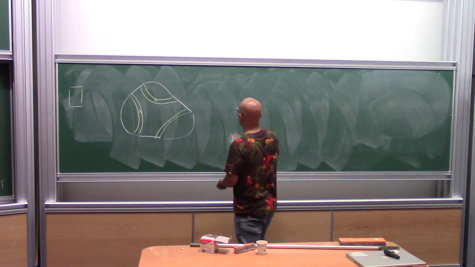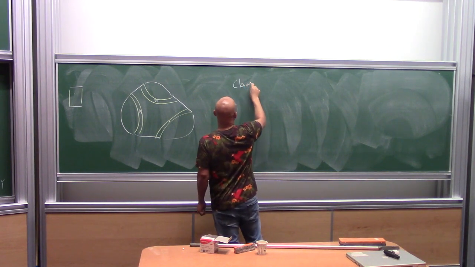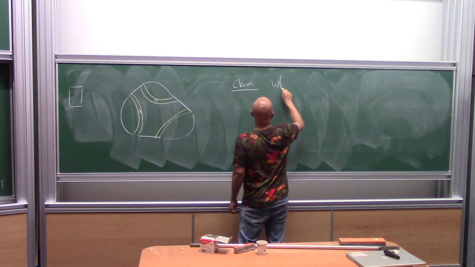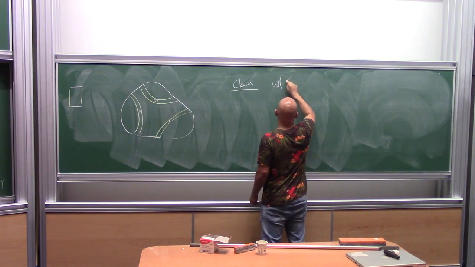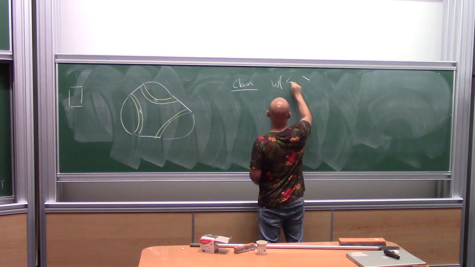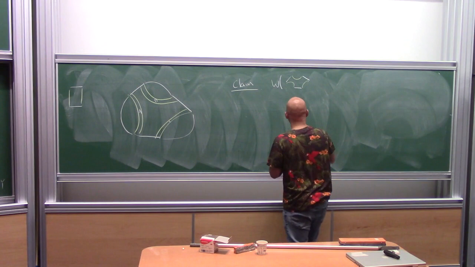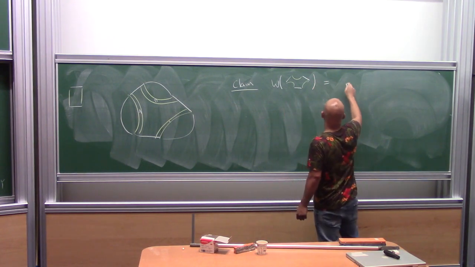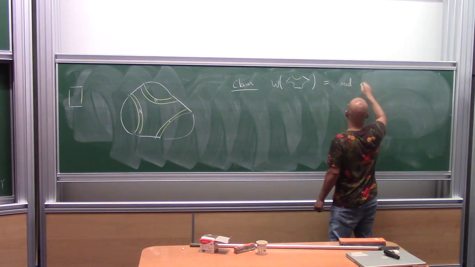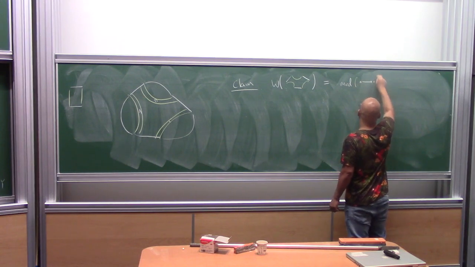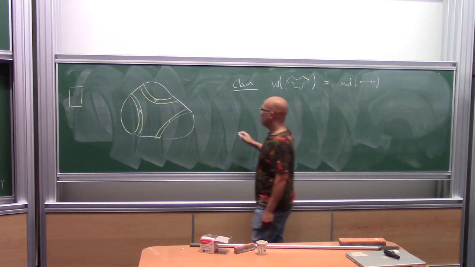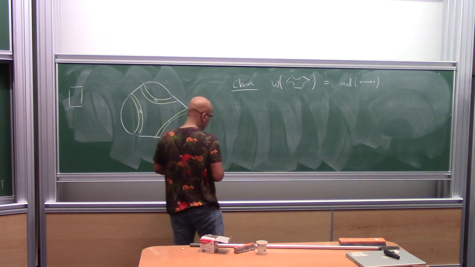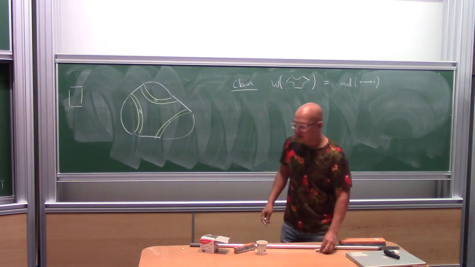So I claim the wrapped category associated to this thing, you know what the answer has to be, is the modules with the appropriate coefficients of the A2 quiver. I want to explain the proof of this from the axioms.